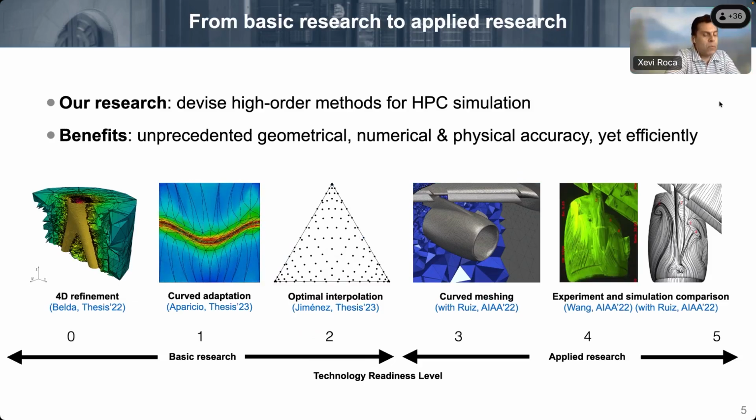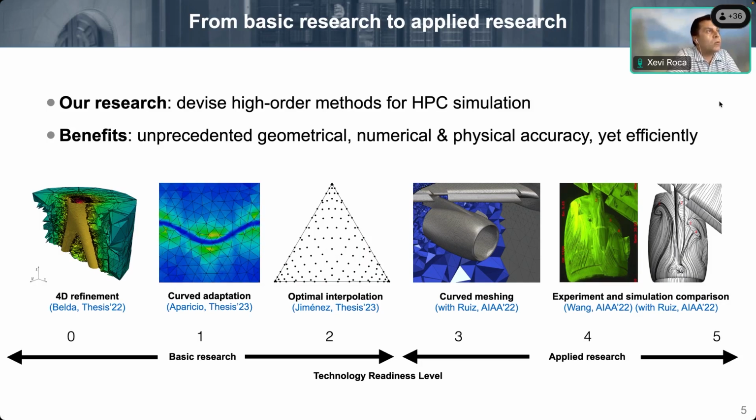Because I want to focus on the things that we are doing now and go into more detail, I will give a quick overview of the things that we were doing before. Basically, what we do in the team is we try to devise high-order methods for HPC simulation. We are at the Barcelona Supercomputing Center, we have this supercomputer, and we want to use it. And actually, what we see is that people have good methods to do new things.